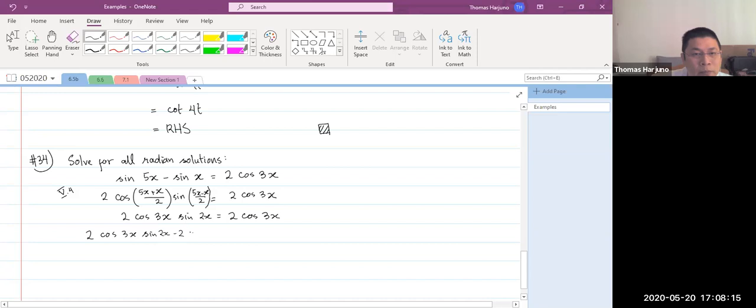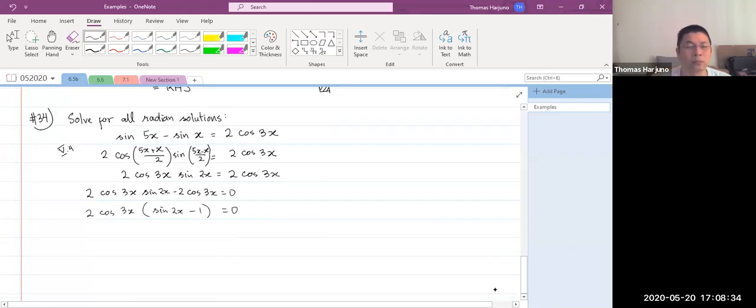Okay? So I set one side equals 0. Then I factor. That way then I can use zero product theorem. Sine 2x minus 1. Zero. So cosine 3x equals to 0, or sine 2x equals to 1.